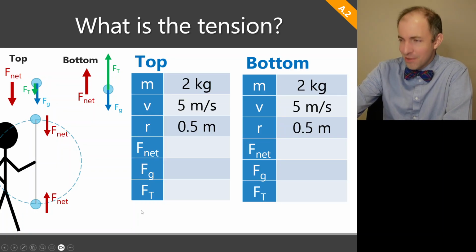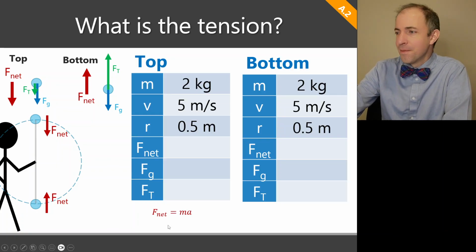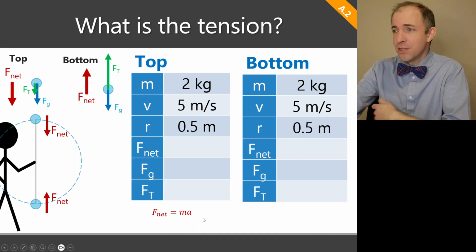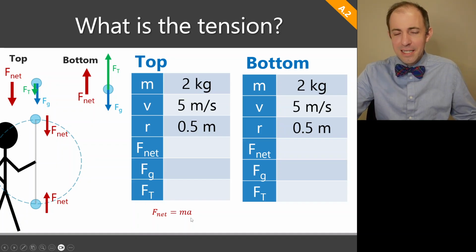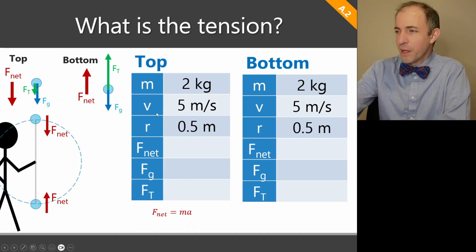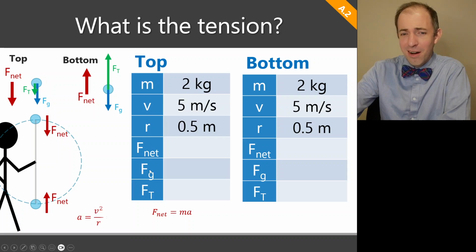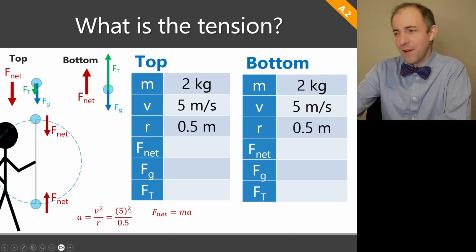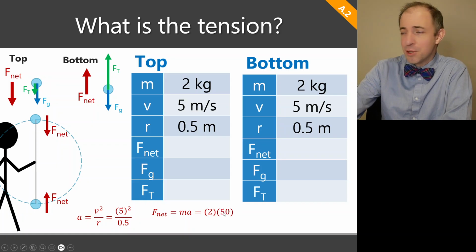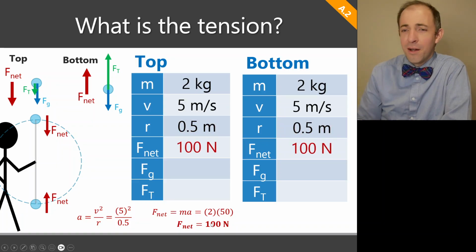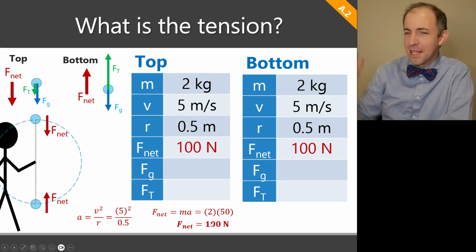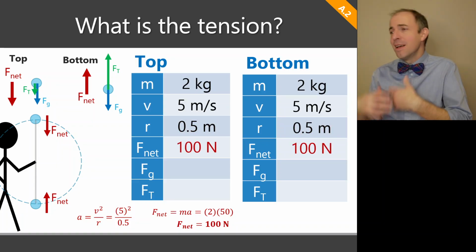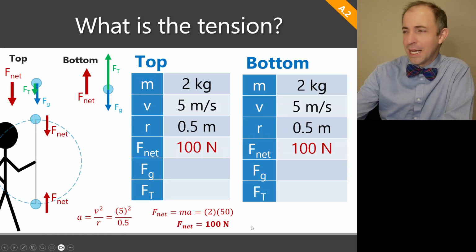We can calculate the rest of this. Net force, remember, is just mass times acceleration. There are a lot of different ways we can calculate acceleration for circular motion. There's only one that contains v and r in it. So acceleration is v squared over r, which is 5 squared divided by 0.5, which is 50. So 2 times 50, the mass times the acceleration, gives you a net force of 100 newtons. That's the same at the top and the bottom because the velocity is the same, the radius is the same in both of those locations.